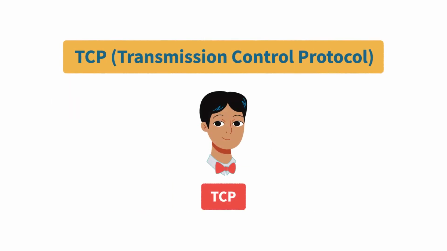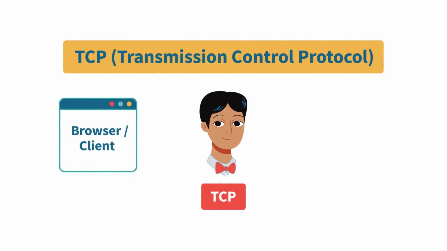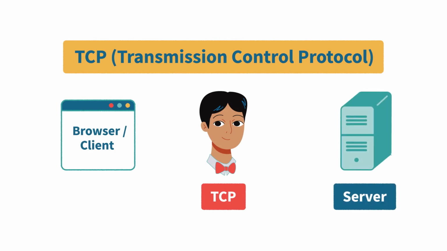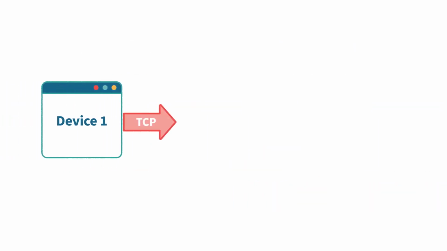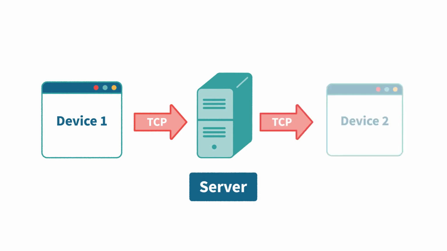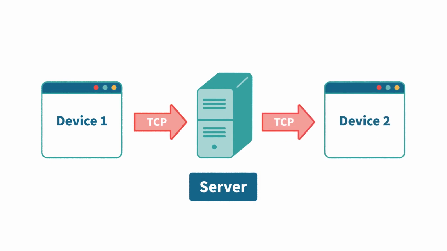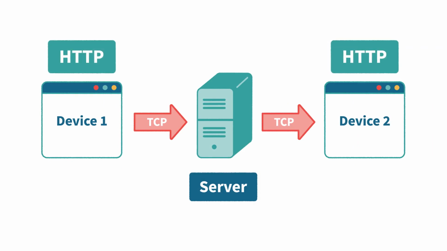TCP is used to transfer resources. Whenever users view a web page, TCP is in charge of the channel between the browser or the client and the server. If one device wants to send information to another, TCP will be used. To make this exchange of data possible, the devices on both sides must comply with HTTP.